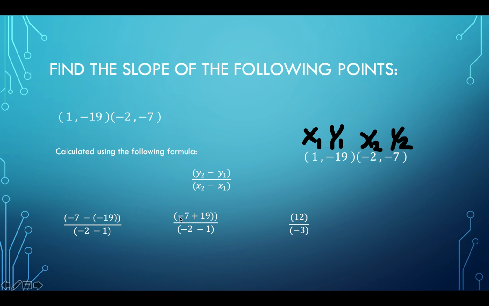What we go ahead and do is we simplify. Negative 7 plus 19 gives us 12, and negative 2 minus 1 gives us negative 3. Because this, if you put it in your calculator, comes out nicely, our slope is negative 4. And just as a little reminder, because it's a whole number, it's negative 4 over 1. So we are going down 4 units and to the right 1 unit.